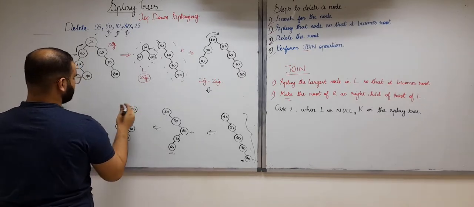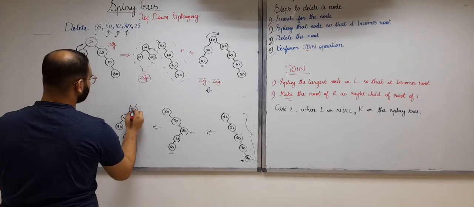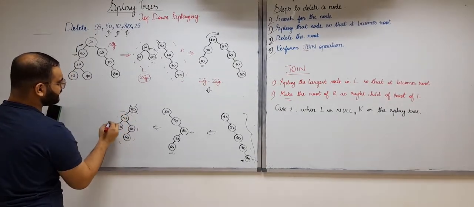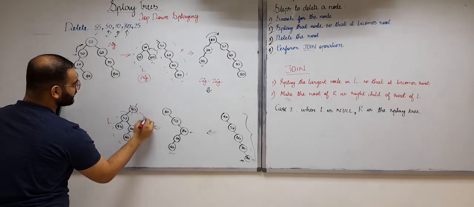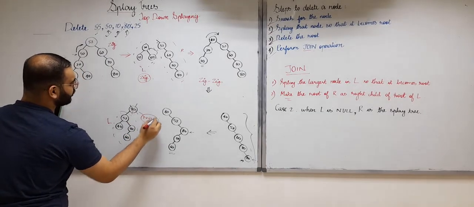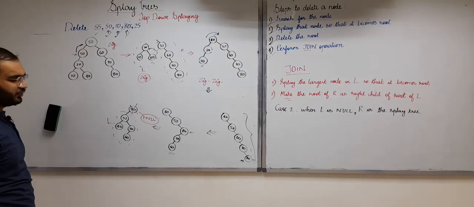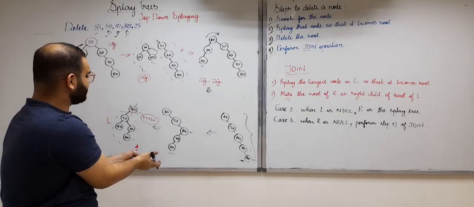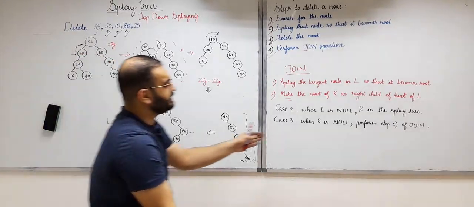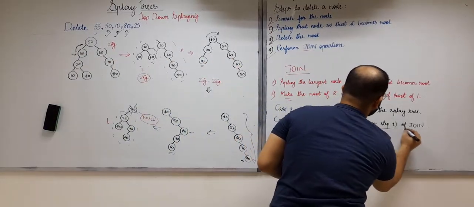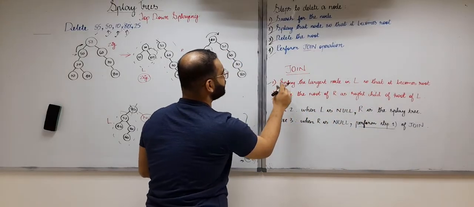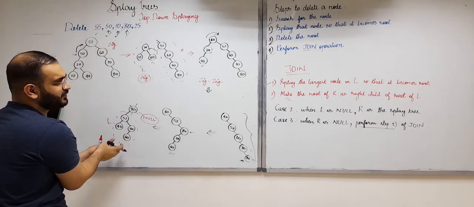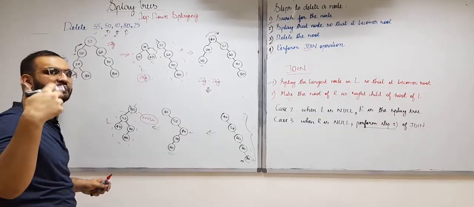I'll delete the root. So when the root is deleted, I'll have my two subtrees. This is my left subtree and my right subtree is null. Okay. So in such a case, what do we do? In this case, when my right subtree is null, there are no nodes in the right subtree of the deleted node. In that case, I actually perform step 1 of join. That means I splay the largest node from the left subtree so that it becomes the root, and that will be my new splay tree.